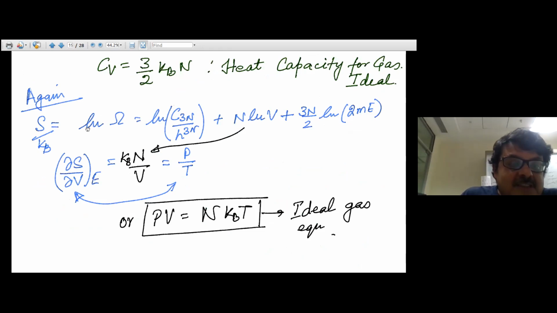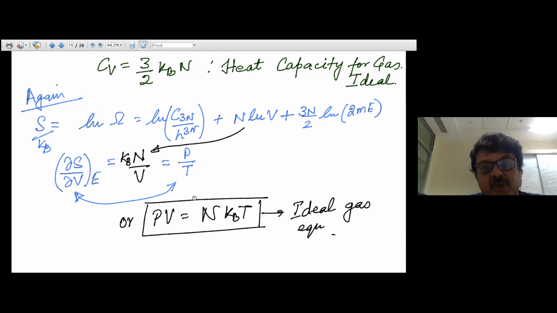What else do you know? You also know that if you take the derivative of entropy with respect to volume at fixed E, and again you have an expression for S, kB log omega, this is a constant. You're going to take a derivative with respect to volume, at constant E. So ln omega, if you take the derivative, it will give you 1/V, right? And in that case, del S/del V is kB N/V. But del S/del V at constant E was also P/T, thermodynamics. So you get this relation.